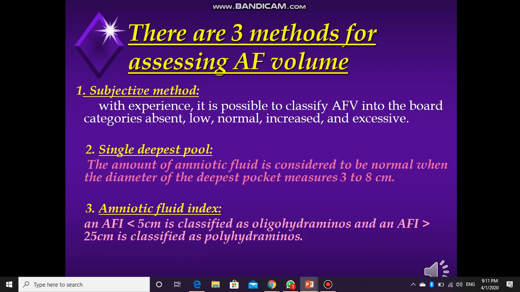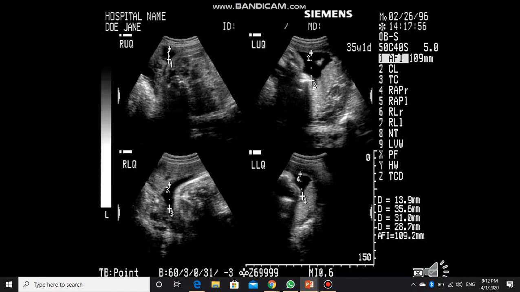There are three methods to assess the amniotic fluid. Number one is subjective, by experience. Number two, single deepest pool, where we measure the single deepest pool, and if normal, it measures from 3 to 8 centimeters. Number three, amniotic fluid index, where we measure the 4 quadrants, and if it is less than 5 centimeters, it is classified as oligohydramnios. If more than 25 centimeters, it is classified as polyhydramnios.